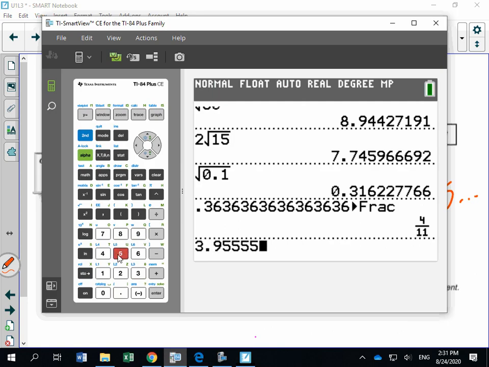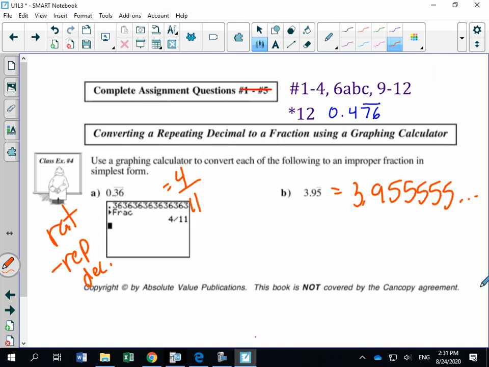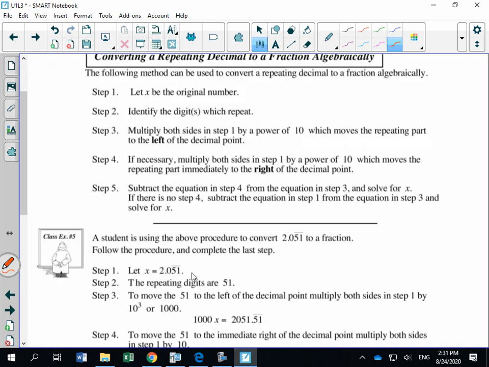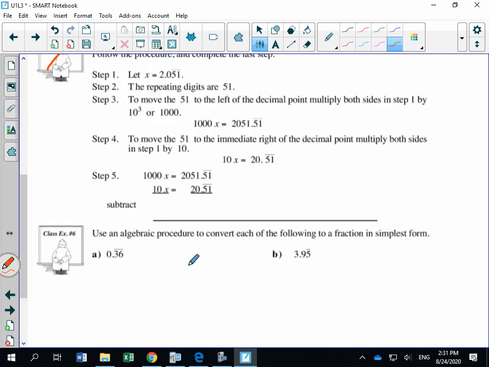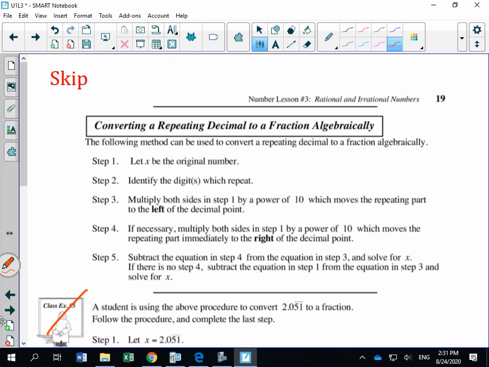So enter a whole bunch of 5s. Math 1 fraction. 178 over 45. Okay, what I want you to do is turn to page 19 and write skip, or you could just cross out class example 5. They're beyond the scope of our curriculum, changing it to fractions algebraically, like you'll never need to know that. But let's get our homework done.